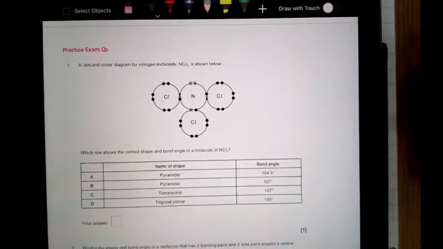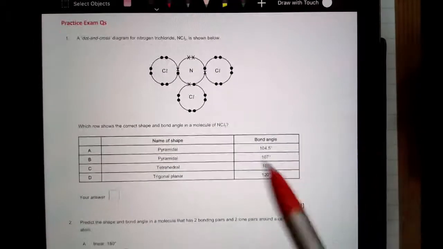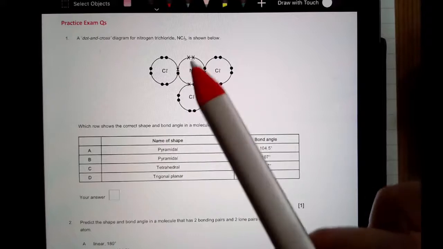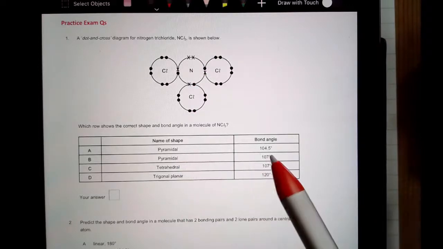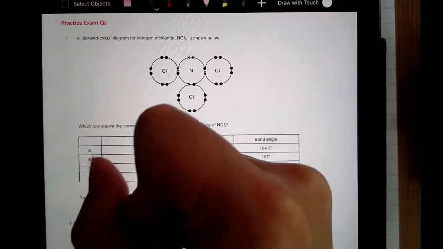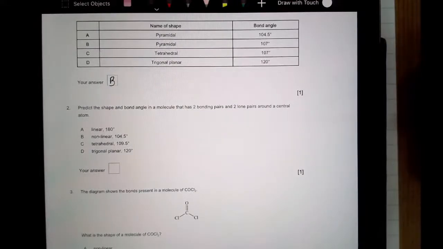So in this video, I'm going to quickly run through the exam questions at the end of 6.1. The first one should be straightforward. They've drawn the dot and cross for you. You can see around nitrogen you've got 3 bond pairs and 1 lone pair. You need to learn that that's pyramidal, and you need to learn that the angle is 107, meaning the answer is B.